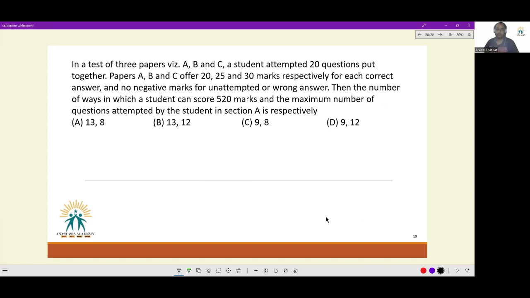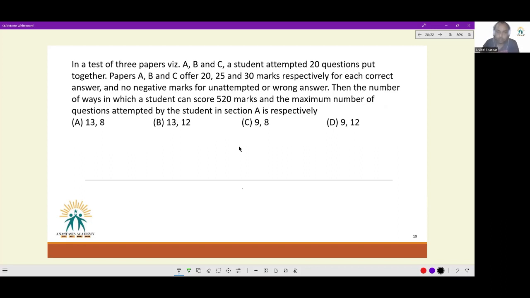Okay, next question. In a test paper of 3 papers, A, B, C, a student attempted 20 questions put together. Papers A, B, C offer 20, 25, and 30 marks respectively for each correct answer, and no negative marks for an unattempted or a wrong answer. Then the number of ways in which a student can score 520 marks and the maximum number of questions attempted by a student in section A is respectively.